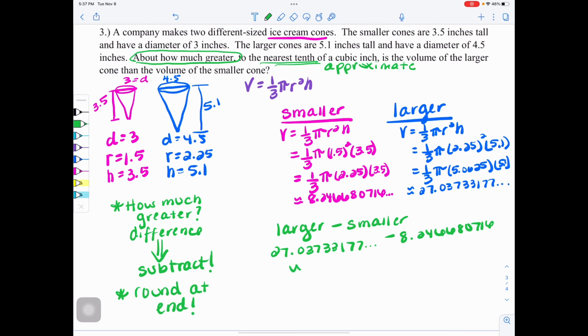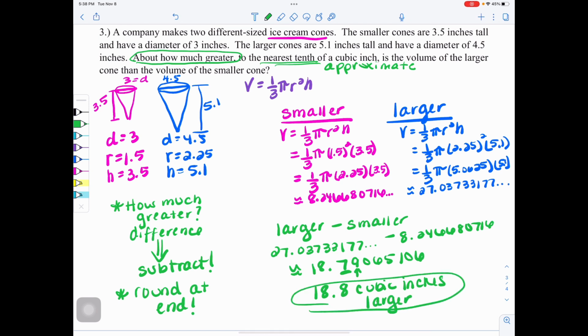And we get approximately 18.79065106. And remember, they wanted it to the nearest tenth. So this is the tenths place. We look one past it, and we see that the 9 is going to make our 7 bump up to an 8. So this is 18.8. And we wanted to know how much volume more it held, right? So this is 18.8 cubic inches larger than the other one. And then we can circle our answer. And that concludes our lesson on real-world applications of volume.